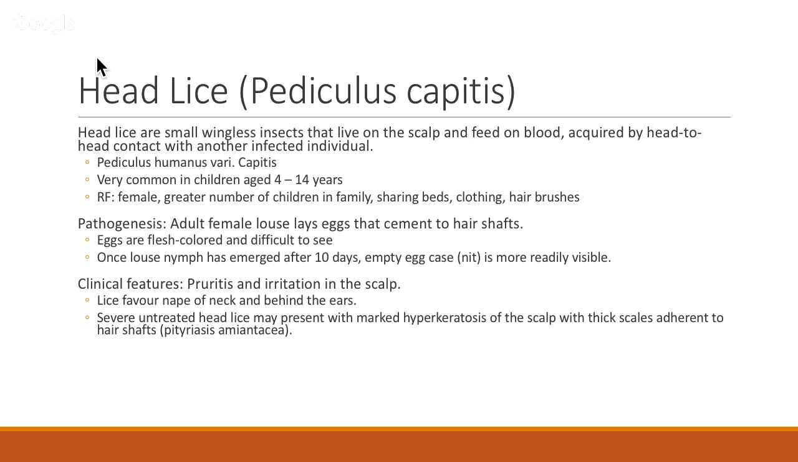So head lice. Head lice can occur, and it could be a GP station. Essentially, it's due to a wingless insect spread by head-to-head contact, called Pediculus humanus capitis. It's very common in children. They lay the eggs on the shaft, and you only actually see the shell after the nit emerges from the case. Then it becomes more visible on the head. And you get pruritus and irritation in the scalp.